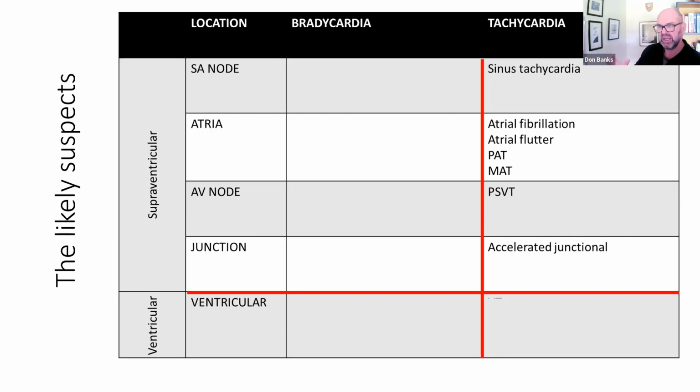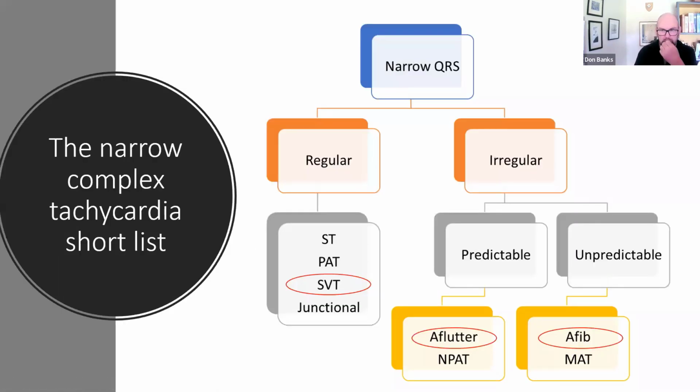So anyway, here are our likely suspects that we're going to be dealing with when we look at these tachycardias that occur above the ventricles. And from there, we can go to an even shorter list. So if we were job interviewing these tachycardias, these are the 3 that we're most likely to end up settling on. So we've got this idea that all these tachycardias, if they start above the ventricles, are probably going to have a narrow QRS. And when I say probably, we're talking about a greater than 90% likelihood.